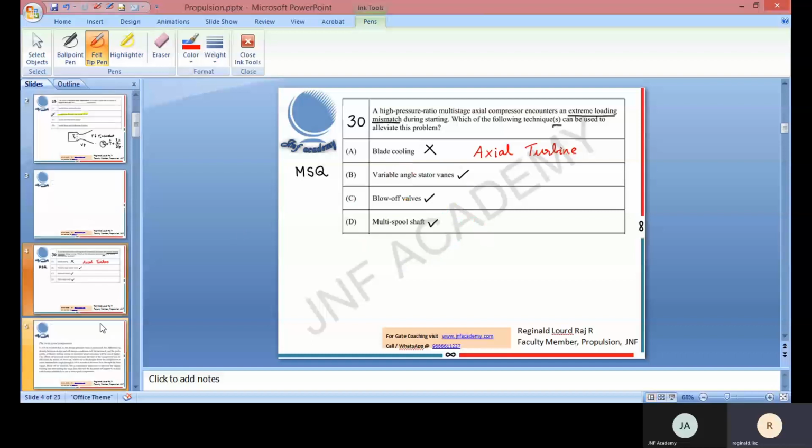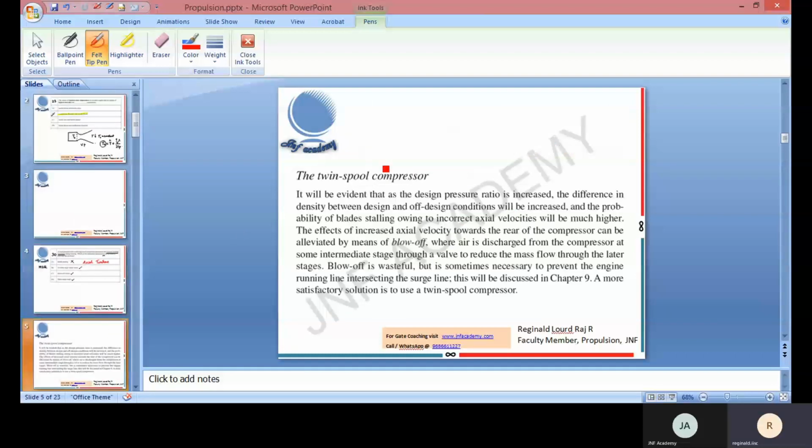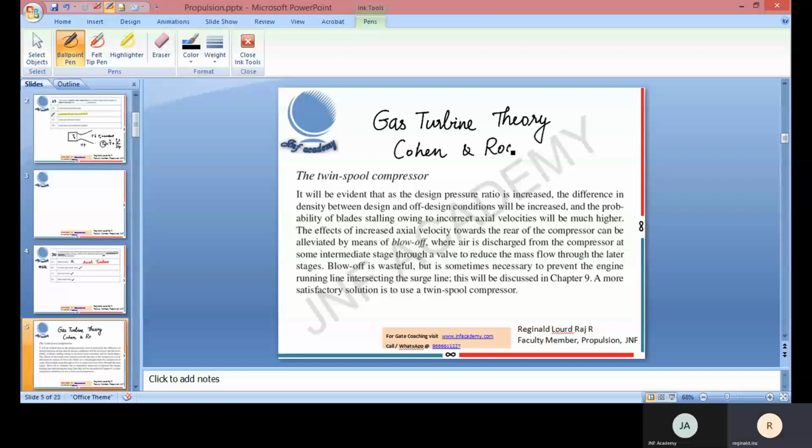If you want a good reference for this, you can look at Cohen-Rogers, the textbook Gas Turbine Theory, by Cohen and Rogers. It's a very standard book. This is the book that we refer to for teaching propulsion here. If you look at Cohen-Rogers, the same words are there. This is taken from compressor characteristics and off-design conditions.